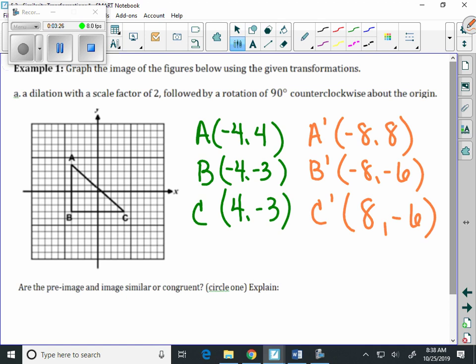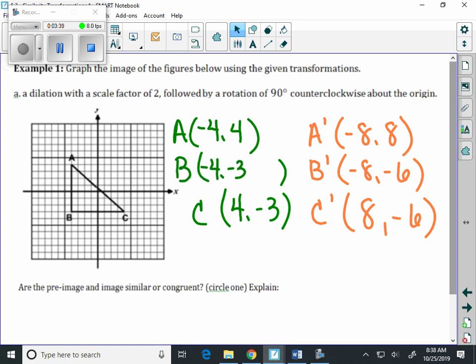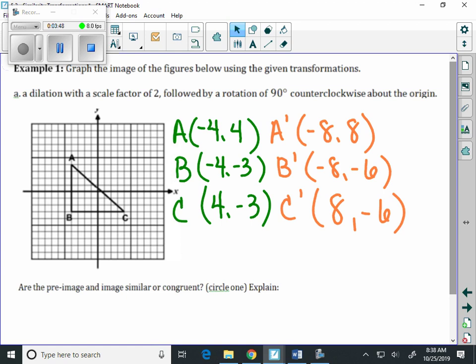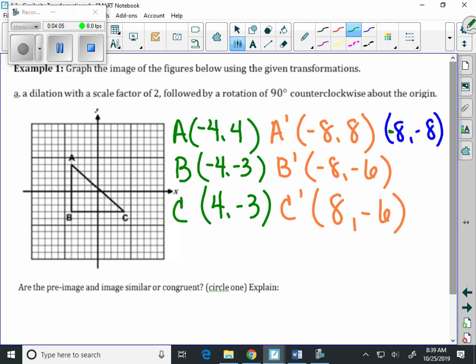But realistically, all that we need to do to finish this is now we need to rotate that by 90 degrees counterclockwise. So I don't know how much I can scoot over here, but I need a little bit more space. Because when we rotate 90 degrees counterclockwise, what's going to happen is that we're going to flip and we're going to change the first sign. So A is going to be 8, negative 8 after we flip and change the first sign. Now point B is going to be negative 6, negative 8, but we're going to change the first sign. So it's really going to be positive 6, negative 8. And we're going to flip and change the first sign. So negative 6, 8 is going to become positive 6, 8.